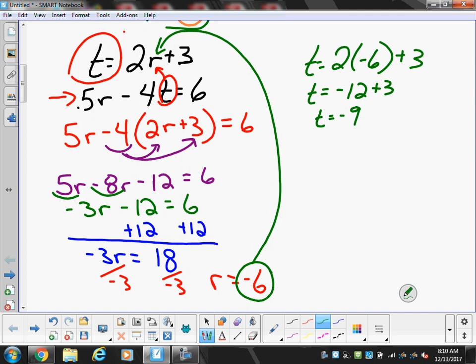Okay. And so again, r comes before t in the alphabet. So when I write my ordered pair, the negative 6 is going to come before the negative 9.